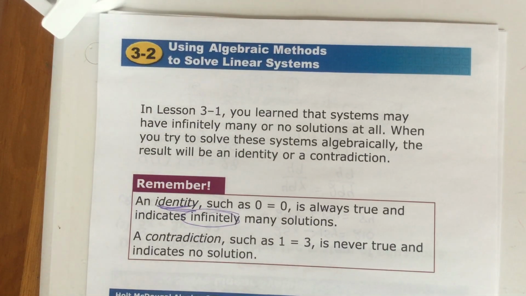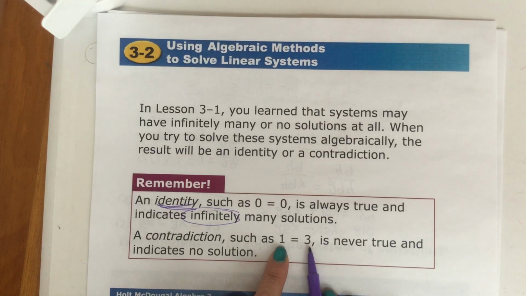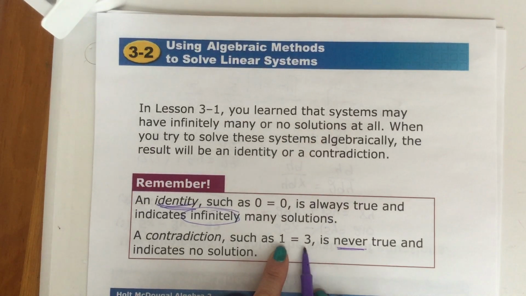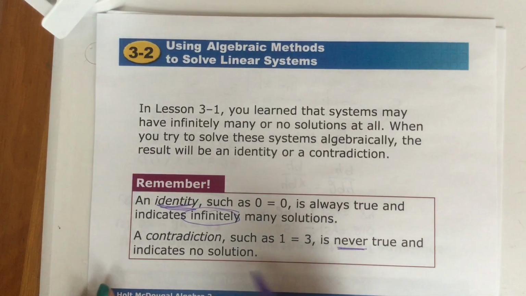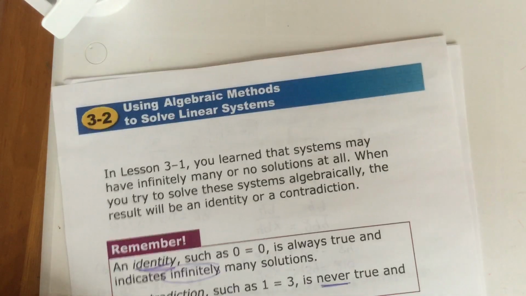If your variables both cross off and you have something that is not true, like 1 equals 3, well, when does 1 equal 3? Never. So what that means is you have lines that never touch, so they're parallel, so you have no solution. So it is possible to find infinite solutions as well as no solution when we are solving systems using algebra.